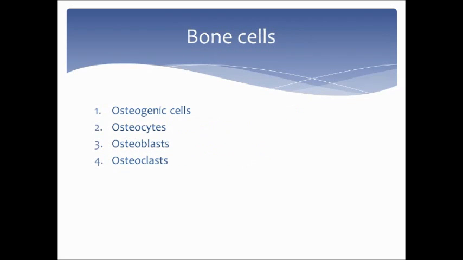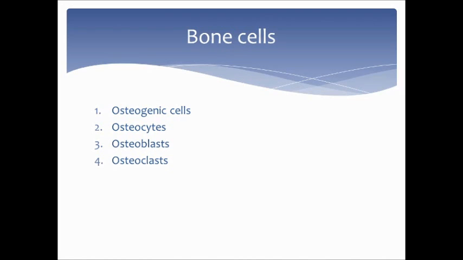We have 4 different types of bone cells. We have osteogenic cells, also known as osteoprogenitor cells. These are stem cells that eventually differentiate into osteoblasts. They line the endosteum, which we'll talk about in a few minutes. It's going to line the medullary cavity. Osteogenic cells also help with repair of bone, especially through fractures.